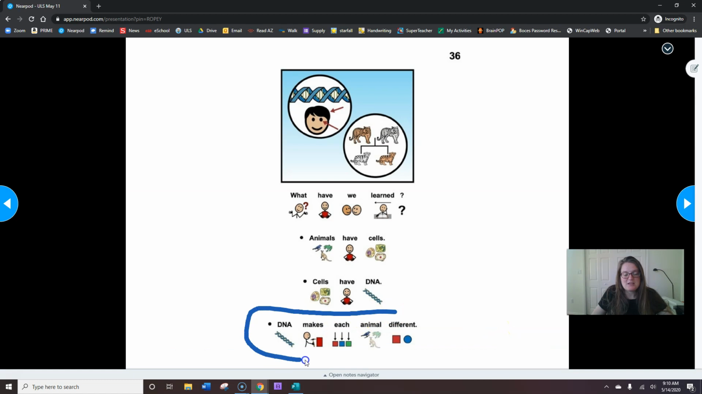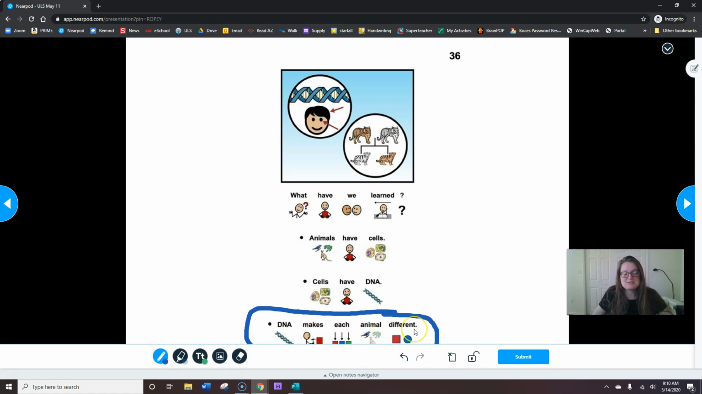This is the important thing, so let's circle that. DNA makes each animal different. Can you read that with me? Ready? DNA makes each animal different. Great job.